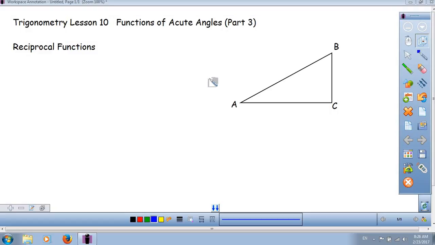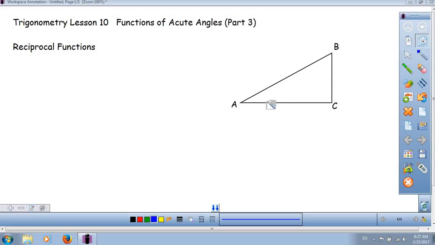Today, this is our 10th lesson for trigonometry, and let's go ahead and continue talking about functions of acute angles. Now, there are actually a lot of things going on in right triangle trigonometry, so this is why we're spending several lessons here, continuing to talk about the little details of right triangle trigonometry.